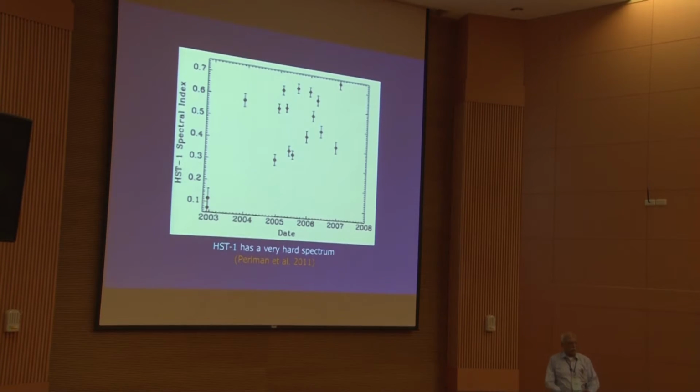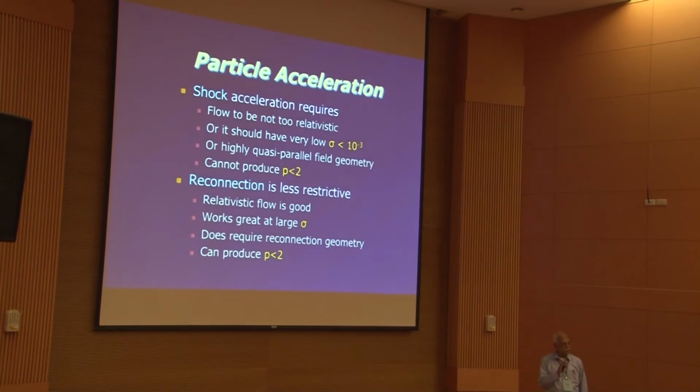Reconnection can do it. So I kind of tend to believe what Lorenzo Cironi is telling me, namely that for jets, probably reconnection is something to take very seriously. It's not that shocks are impossible. Probably they're both there. But shocks have their difficulties. You shouldn't be too relativistic. You shouldn't be too magnetized, and the magnetic field should be in the right orientation. I'm finished.